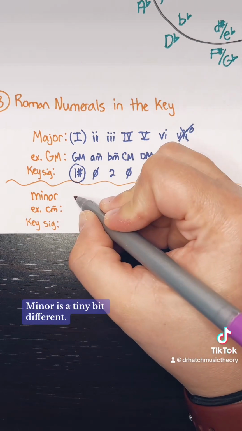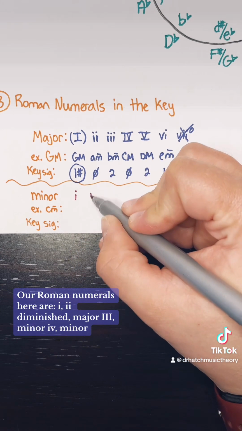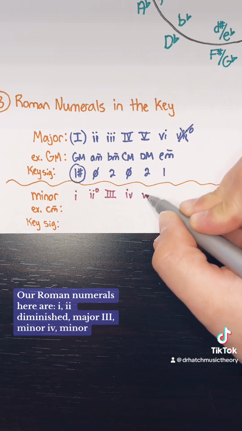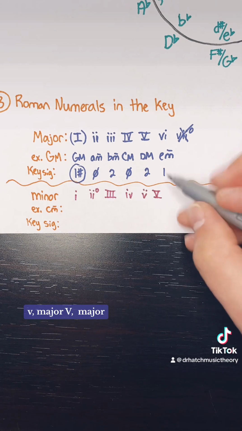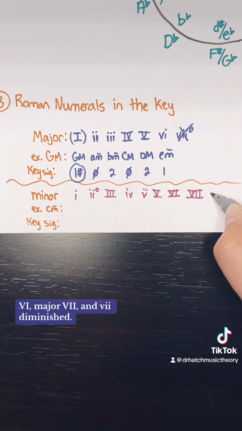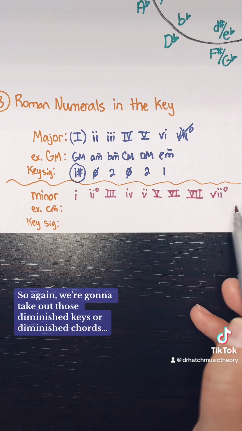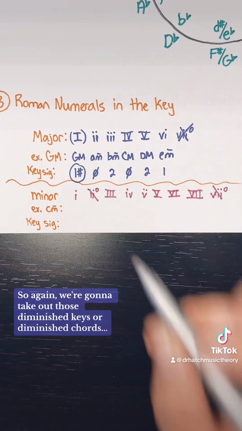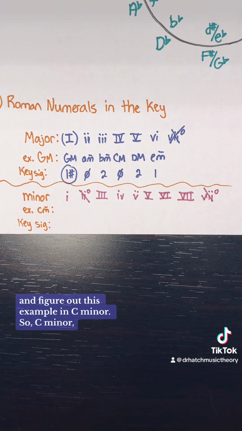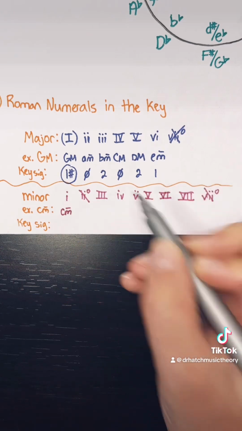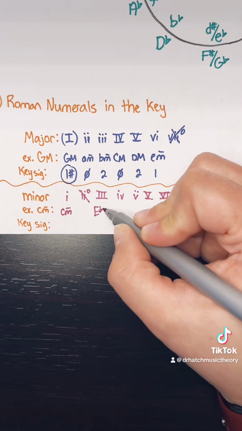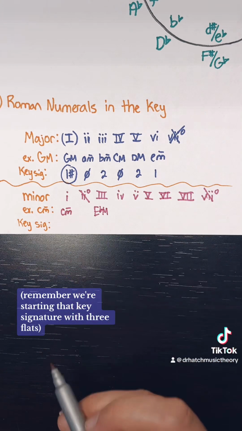Minor is a tiny bit different. Our Roman numerals here are 1, 2 diminished, major 3, minor 4, minor 5, major 5, major 6, major 7, and 7 diminished. So again, we're going to take out those diminished chords, those aren't keys, and figure out this example in C minor. So C minor, we're skipping 2, major 3, E flat major. Remember, we're starting that key signature with 3 flats.